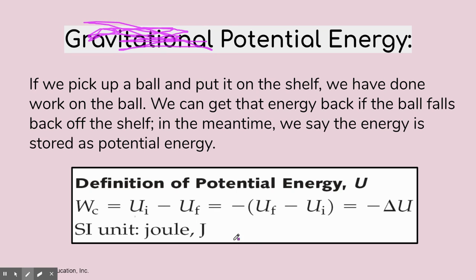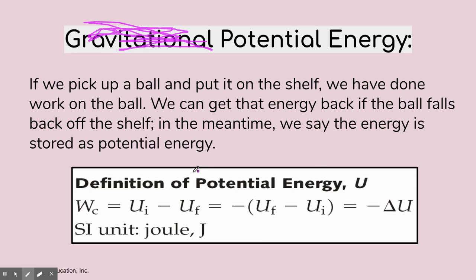Something to make note of is that work is scalar, and its units are joules. So we represent work with a C, and this is conservative work. U is what we are using for potential energy. So not PE, it's U. U means potential energy.